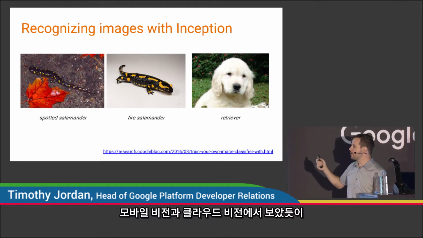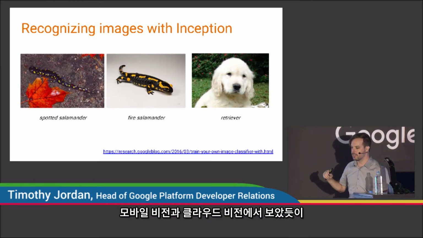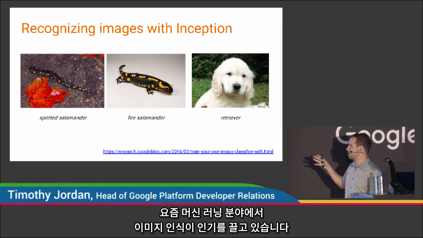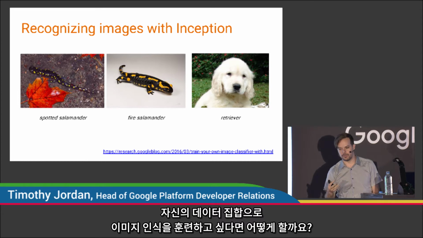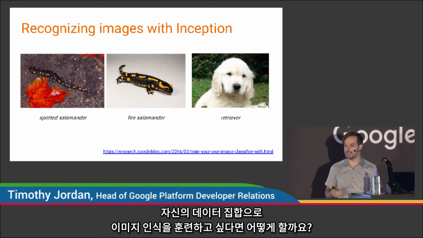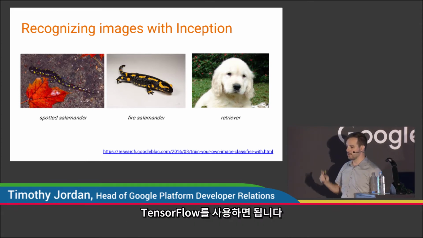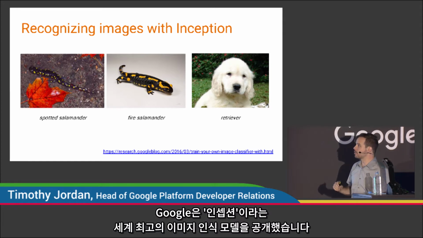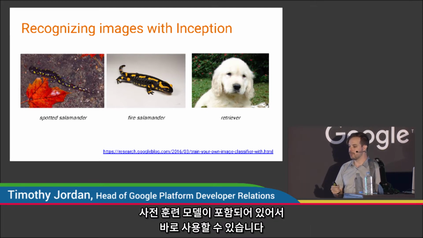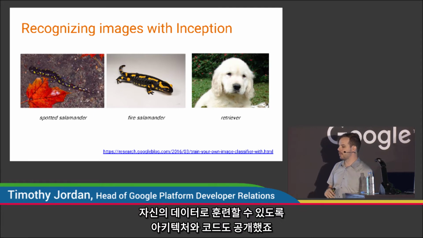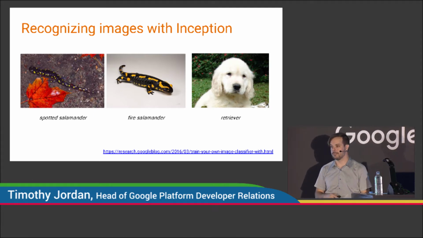As you see with mobile vision and cloud vision, image recognition is a big deal in machine learning right now. But what if you wanted to train a model to recognize images with your own data set? Well, you can do that using TensorFlow. In fact, Google open sourced one of the best image recognition models in the world, and it's called Inception. And we've included a pre-trained model so you can start playing with it right away, as well as the architecture and code to train it on your own data.